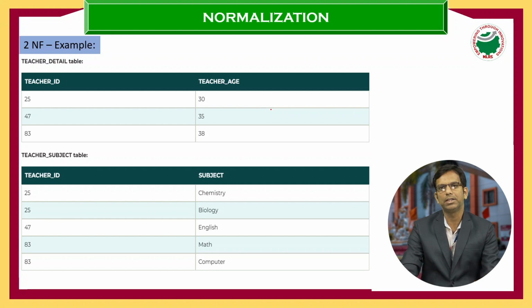Whatever repeated values there were in the previous table were decomposed and applied in a unique structure. Now in this unique structure, the age and teacher ID are the unique values. Teacher ID is 25, 47 and 83, and the teacher ages are 30, 35 and 38. The different subjects they teach are applied with the help of teacher ID. So as I told you earlier, the teacher ID details are there, and in the second table we have teacher ID and their subject.